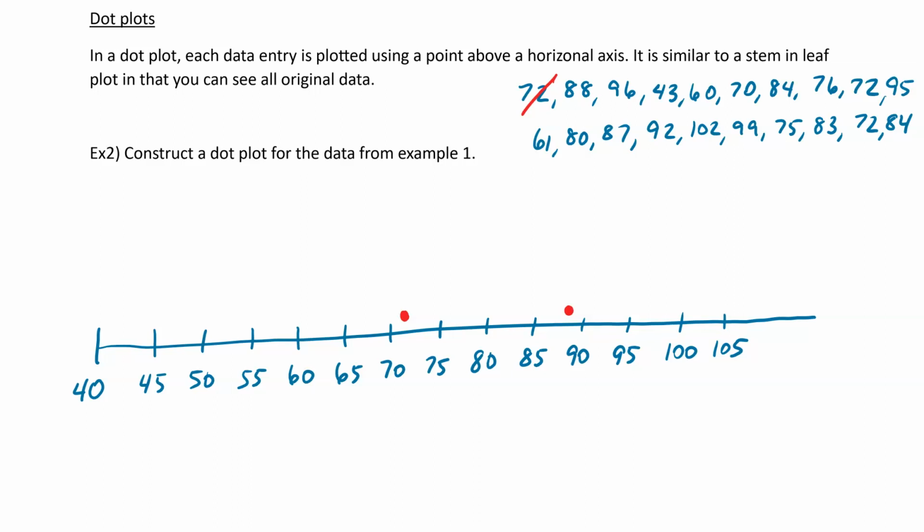All right. So next up is 96. 43. 60. 70. 84. 76. And then 72. We've already done a 72. So what we're going to do is just put a dot above it saying that that one showed up twice.